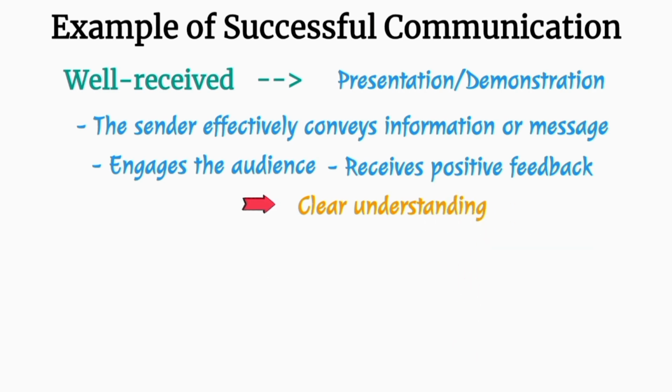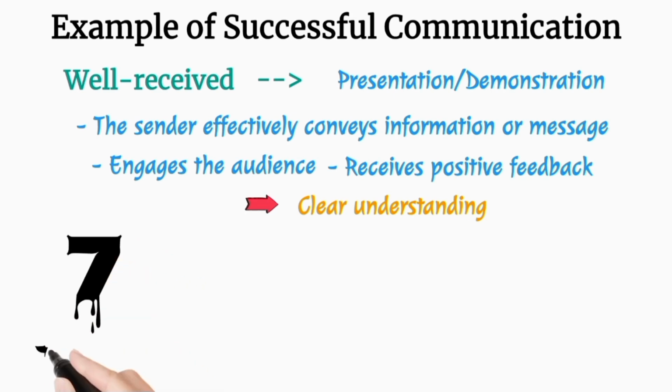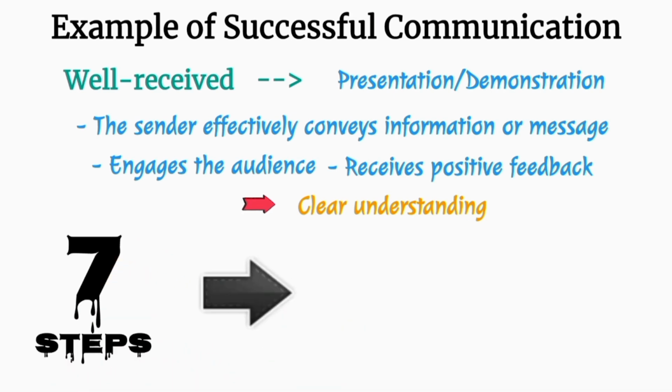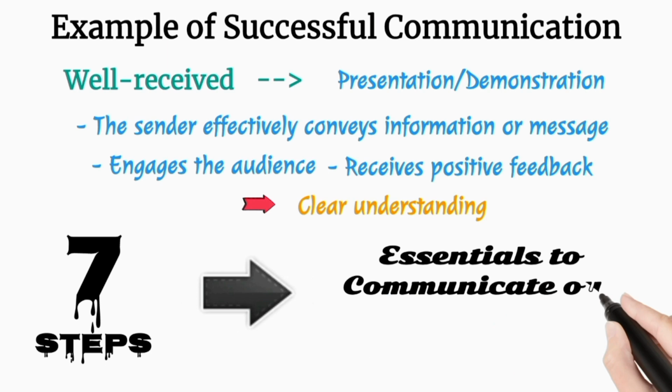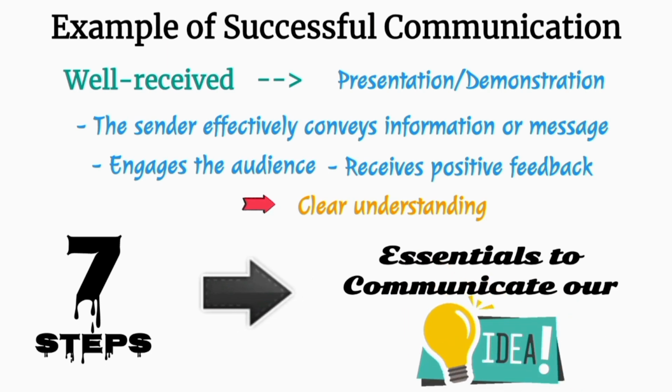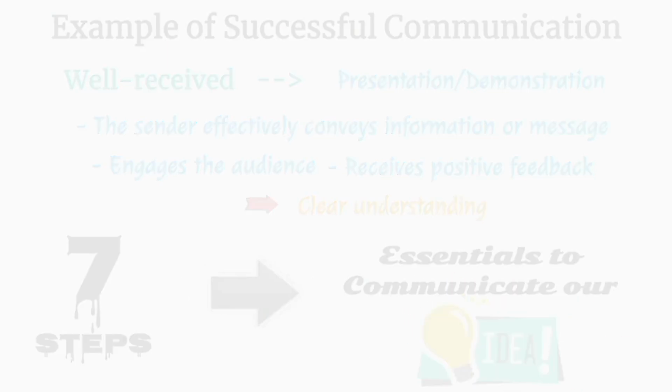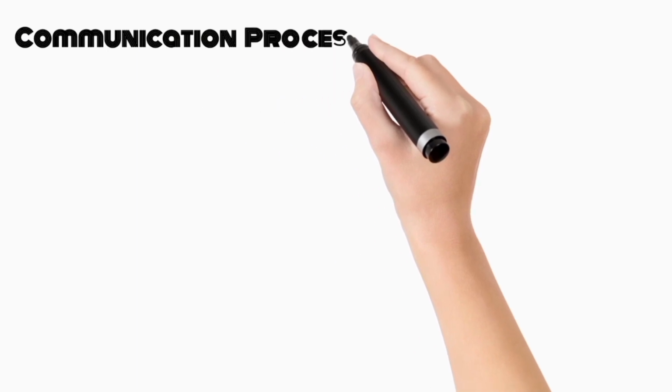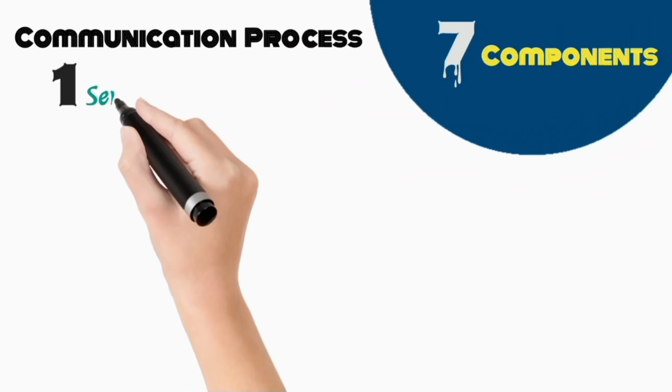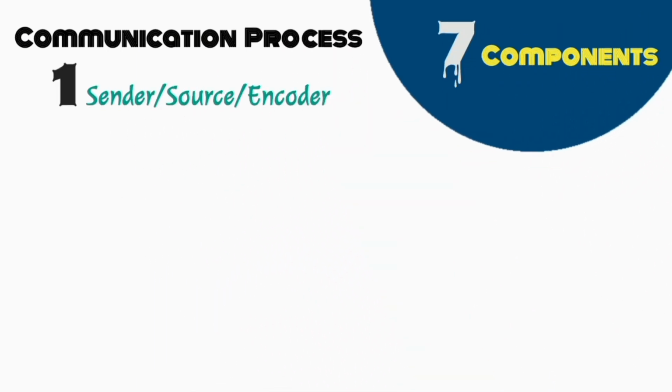As a dynamic process of exchanging verbal and non-verbal messages, communication is a chain of events that has 7 steps, and our idea cannot be communicated if we ignore any step in that process. The communication process consists of 7 components, and the first one is sender.